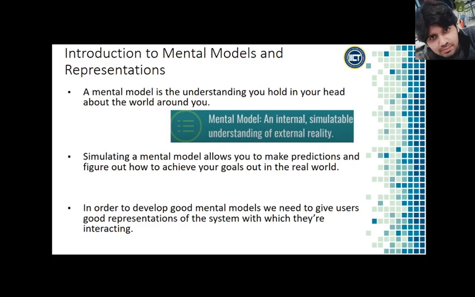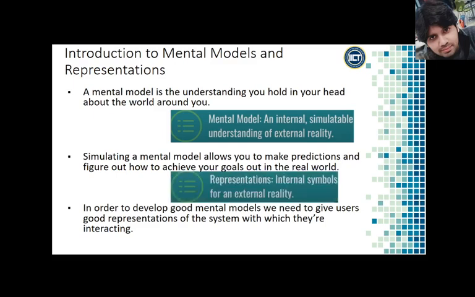Now, the next thing is the representations. Representations are the internal symbols for an external reality. In order to develop good mental models, we need to give users good representations of the system with which they are interacting. So that's what we will talk about in this lecture, creating representations that help users develop accurate mental models of our system.